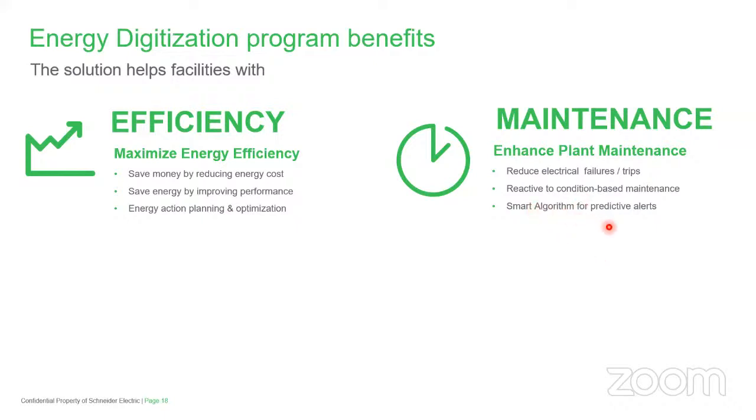How to make condition-based maintenance. Before the failure happens, you should be able to predict. So those kinds of things can happen. Smart algorithms can be built in the system. So this is also very valuable, which has capabilities.